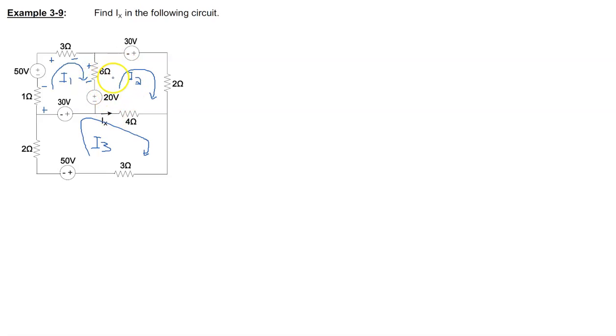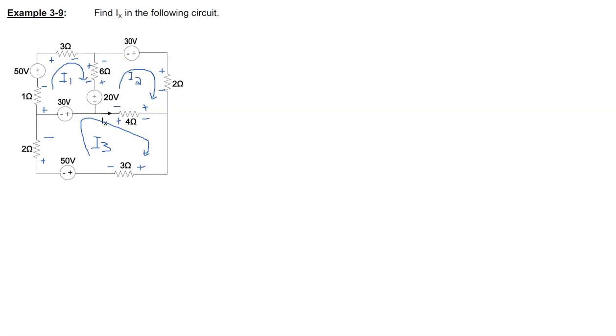For I2 now, up through the 6 ohms, so positive on the bottom from that side. The 2 ohm resistor, I2 down through there, so positive on the top. For the 4 ohm resistor, I2 through from right to left, so positive on the right. Okay, I3 then, through the 2 ohm in that mesh, up, so positive on the bottom. The 4 ohm, left to right, so positive on the left. The 3 ohm, right to left, so positive on the right.